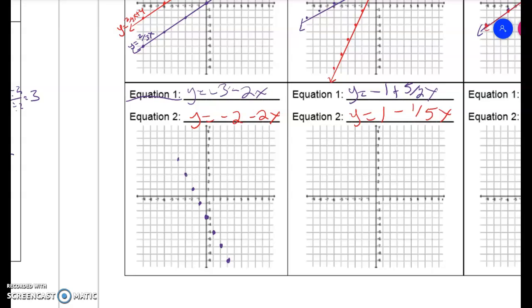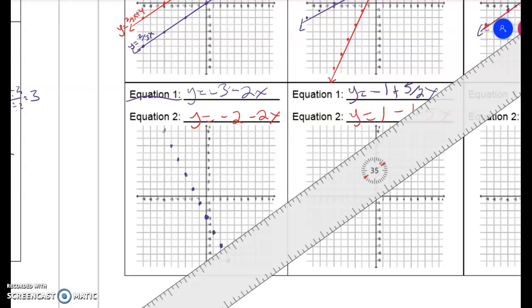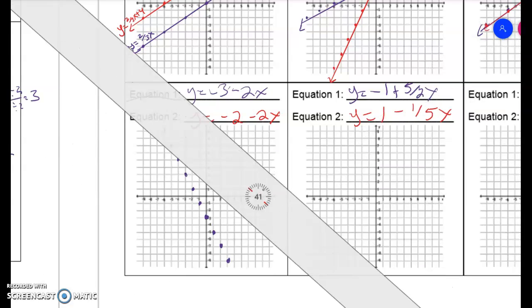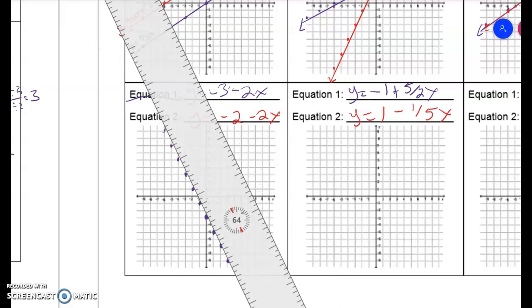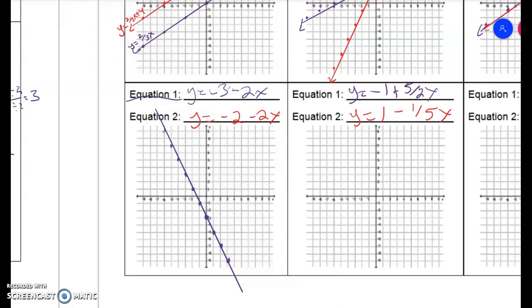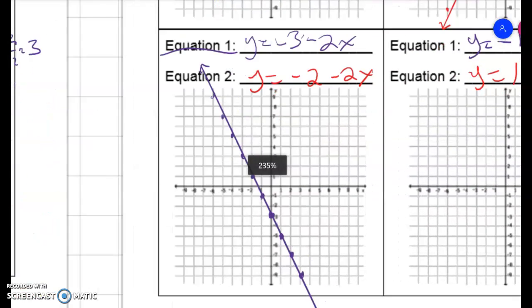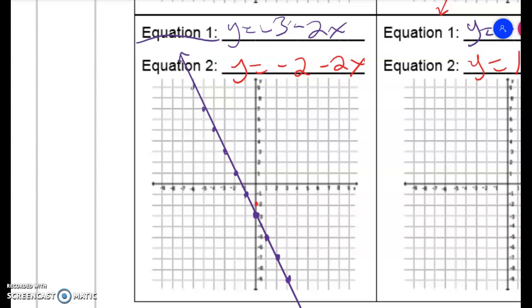Okay, so keep graphing. Remember, all the way to the edge of the graph so we can clearly see what's going on. And we're going to take our ruler and do it like this, making a nice line. Make sure you draw your arrows at the end. Alright, so now we have -2 for my red. And it's also going to be down 2 over 1, down 2 over 1.